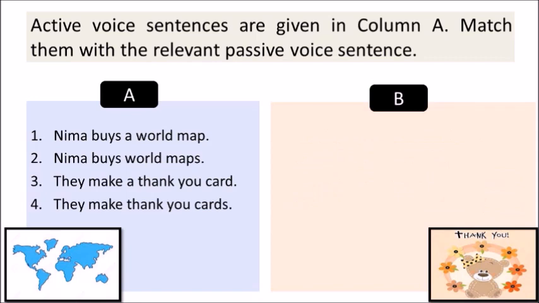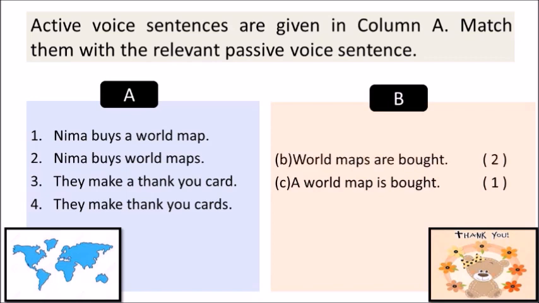Let's check the answers. Number 1. Nima buys a world map. Answer is C. A world map is bought. Number 2. Nima buys world maps. Answer is B. World maps are bought.